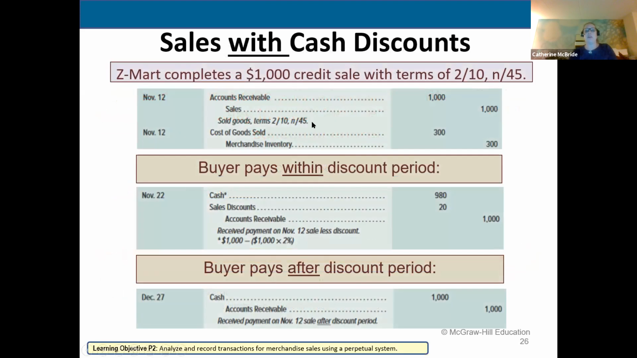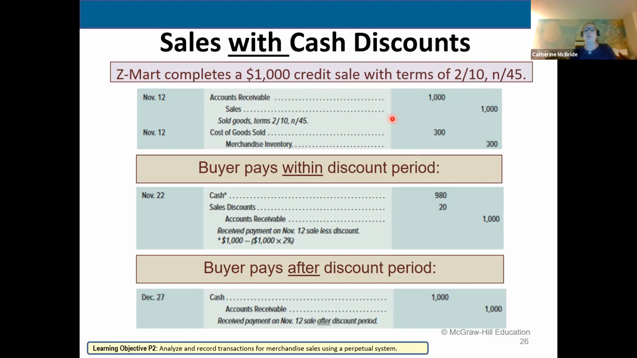Same sales discounts apply. So let's say that we made this $1,000 credit sale with terms 2/10, net 45. So we're giving a 2% discount if our customer pays within 10 days. Everything is due within 45 days. So these first two entries are what we just did.